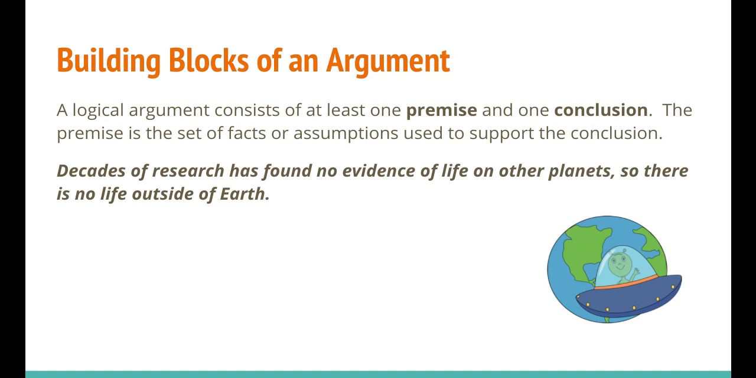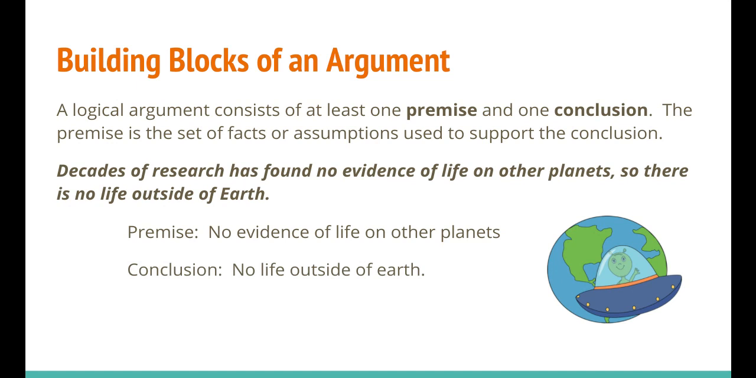Here's an example of an argument. Decades of research has found no evidence of life on other planets, so there is no life outside of Earth. As we break this down, the first part of the sentence is the premise. The second part of the sentence is the conclusion, right? So there's no life outside of Earth. Okay, so there's our premise, no evidence of life on other planets. That's the fact or assumption that we're basing the conclusion on. Conclusion, therefore, there's no life outside of Earth.